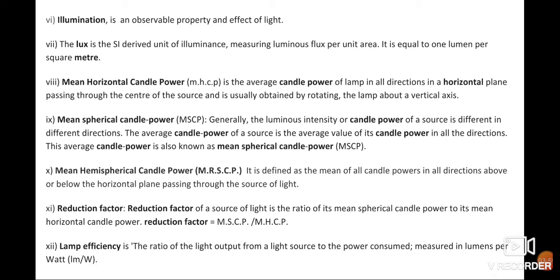Reduction factor. Reduction factor of a source of light is the ratio of its mean spherical candle power to its mean horizontal candle power. Reduction factor is equal to MSCP divided by MHCP. Next is lamp efficiency. Lamp efficiency is the ratio of the light output from a light source to the power consumed, measured in lumens per watt.